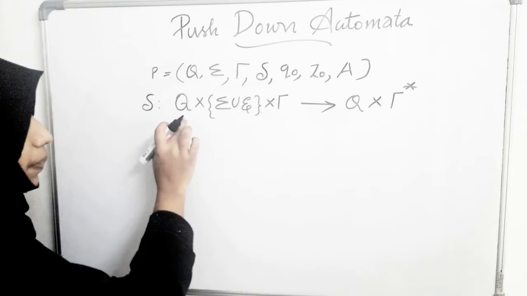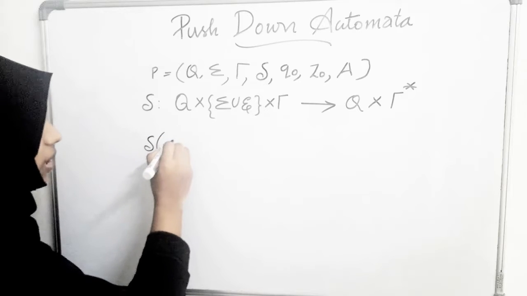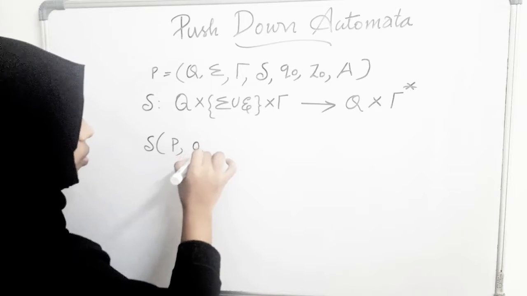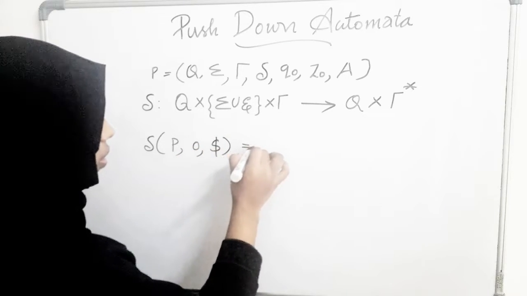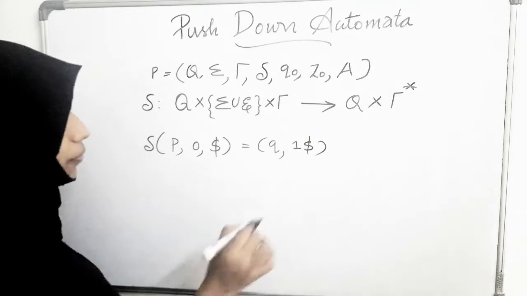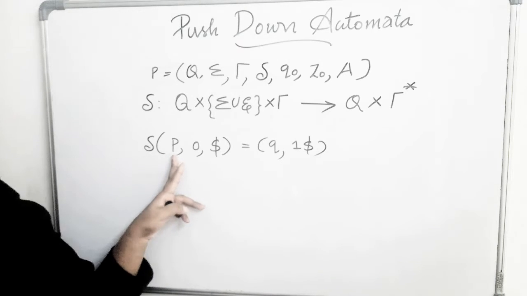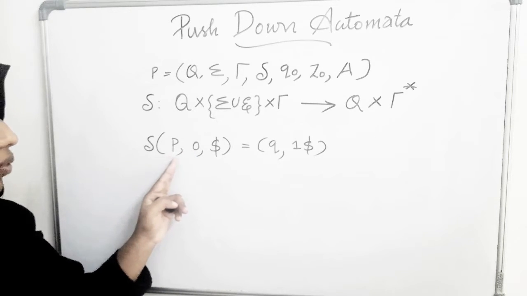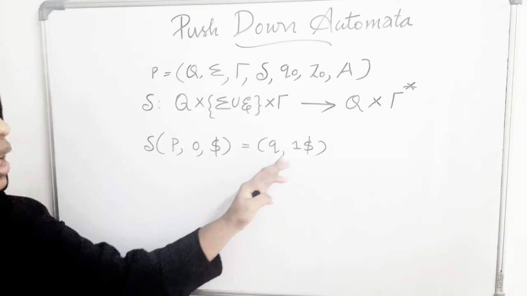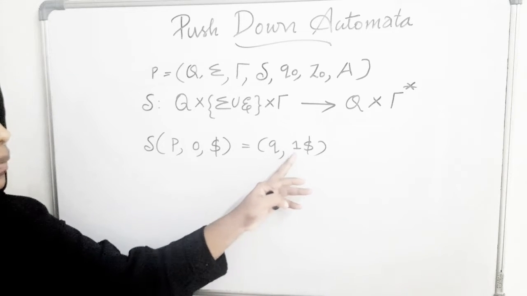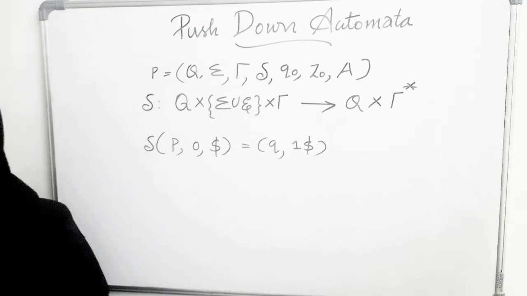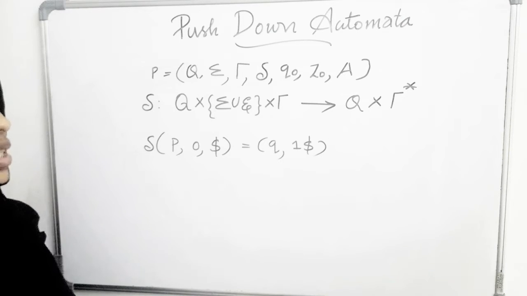For example, the transition functions are written something like this: delta(P, 0, $) = (Q, 1$). If we write this, it means that the initial state was P, and when the input 0 is given, when the stack top contained dollar, the new state obtained is Q, and 1 has been pushed on top of dollar. This is how we write transitions. Again, this will make more sense when we see an example.